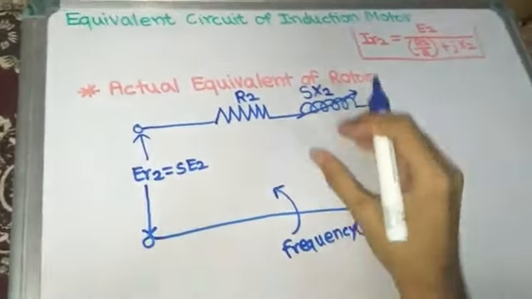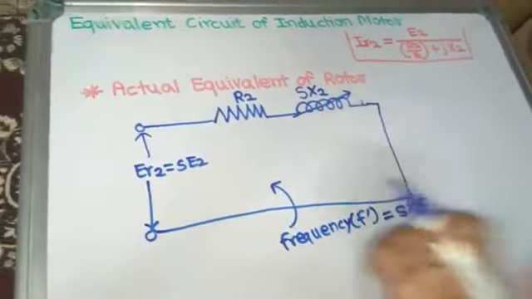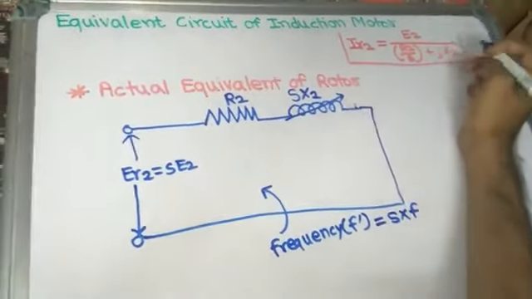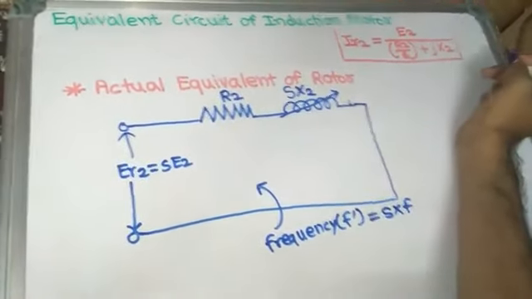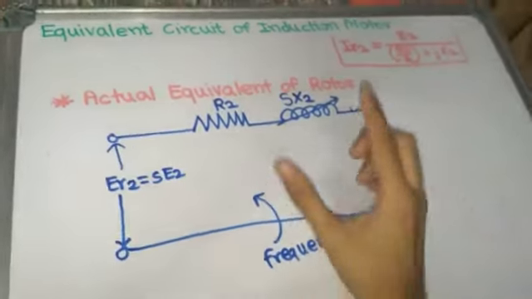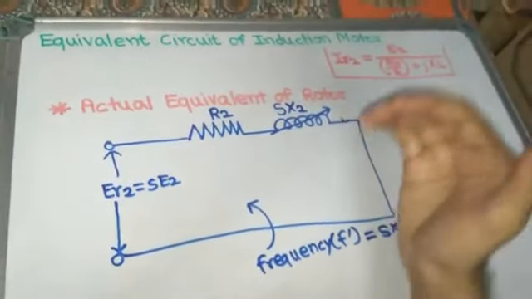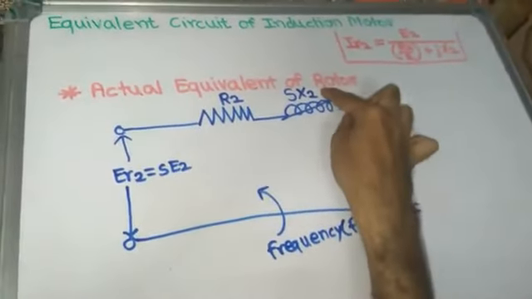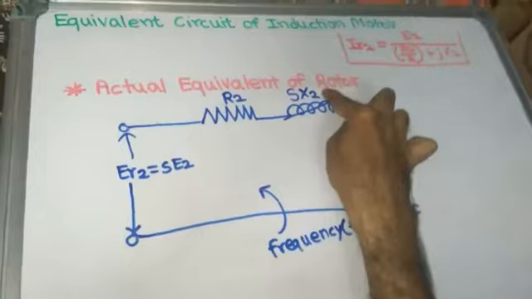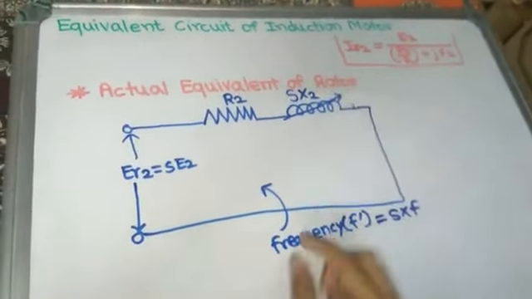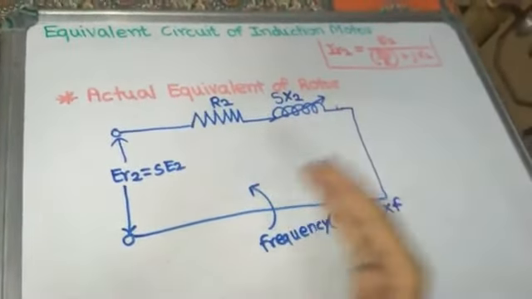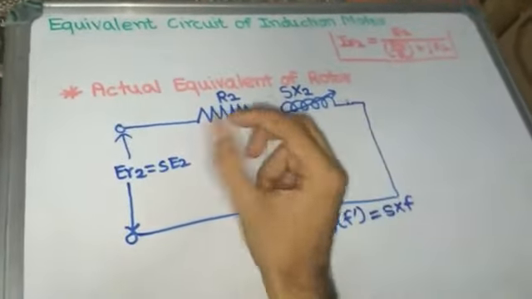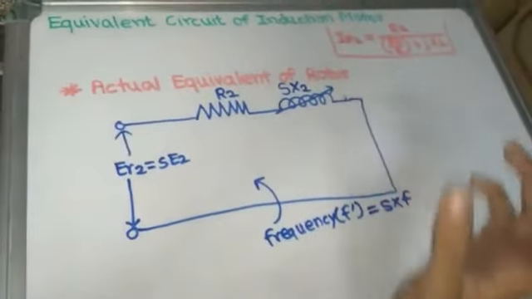By making these reverse things, we can draw another equivalent circuit by this equation: IR2 is equal to E2 by R2 by S plus JX2. In this new rotor equivalent circuit, the slip S is removed from the rotor reactance, so rotor reactance X2 becomes constant, the frequency of rotor is equal to supply frequency and also becomes constant, and only the rotor resistance per phase is varying in that equivalent circuit.